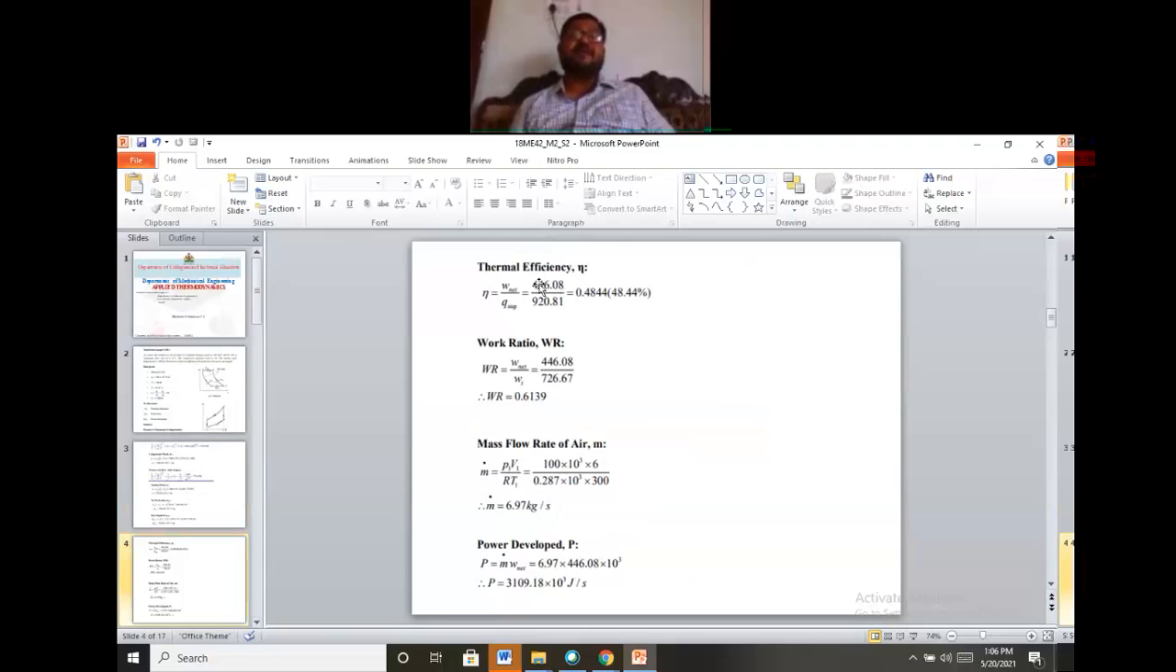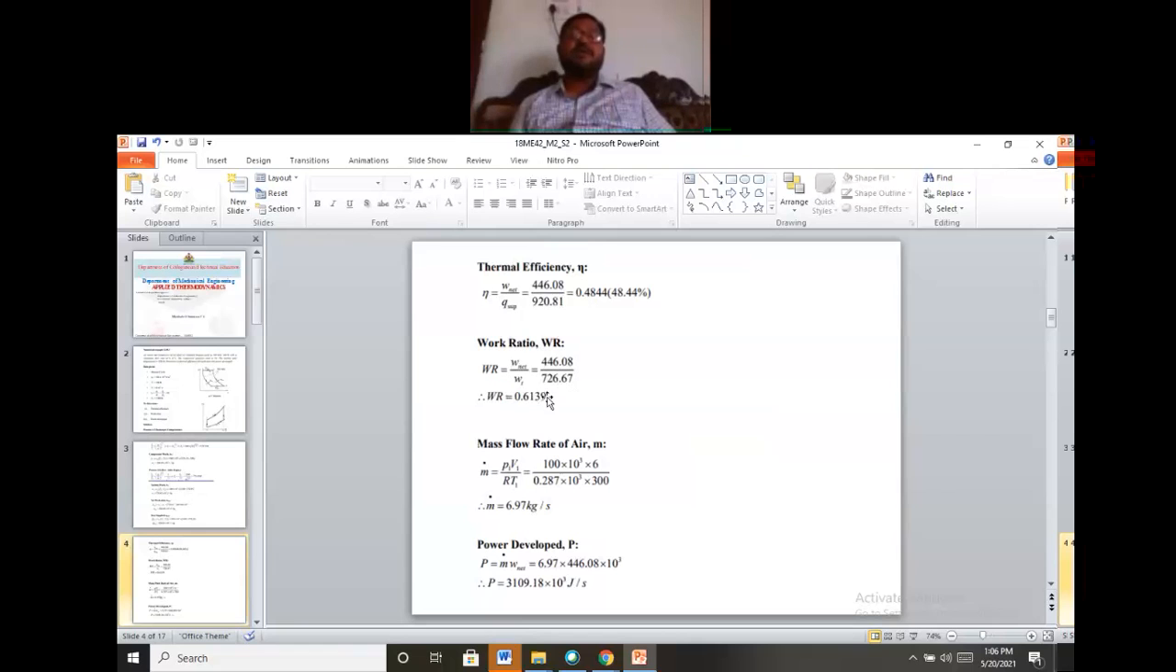Thermal efficiency is net work done divided by heat supplied. Net work done is 446, heat supplied you have calculated, you will get 48.44. Work ratio is nothing but the net work done divided by turbine work. Net work output is turbine work minus compressor work, it is 446.08, just now we calculated.